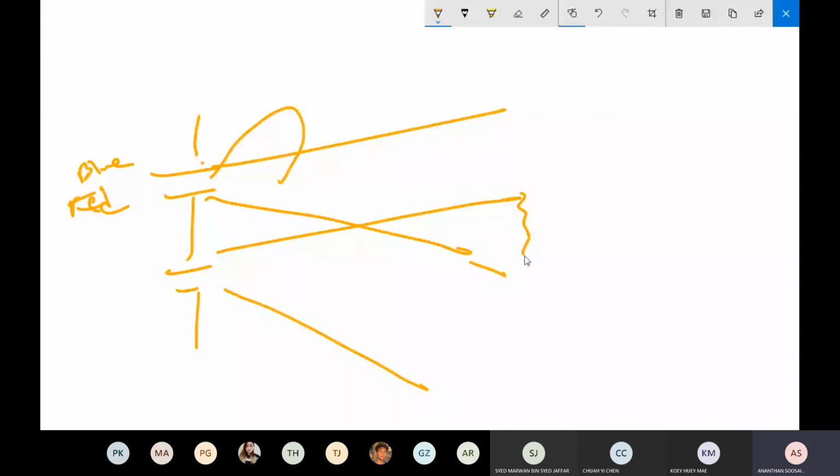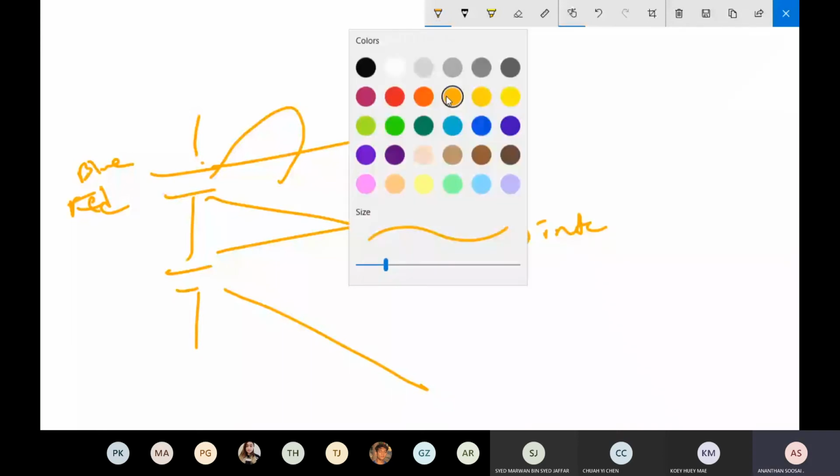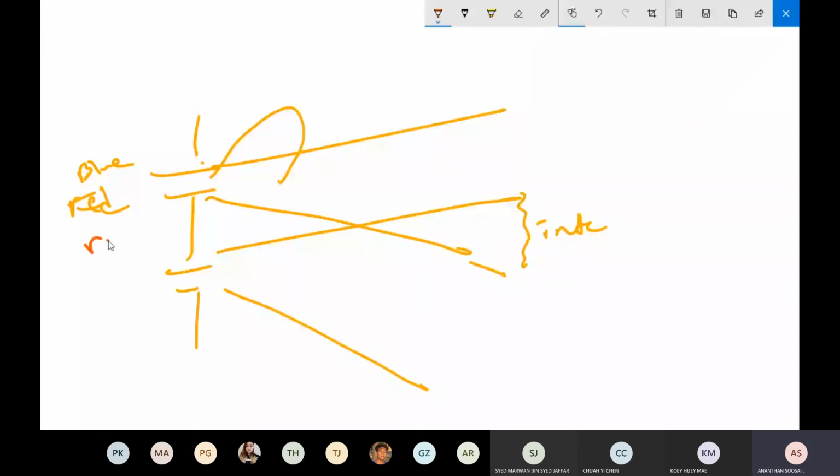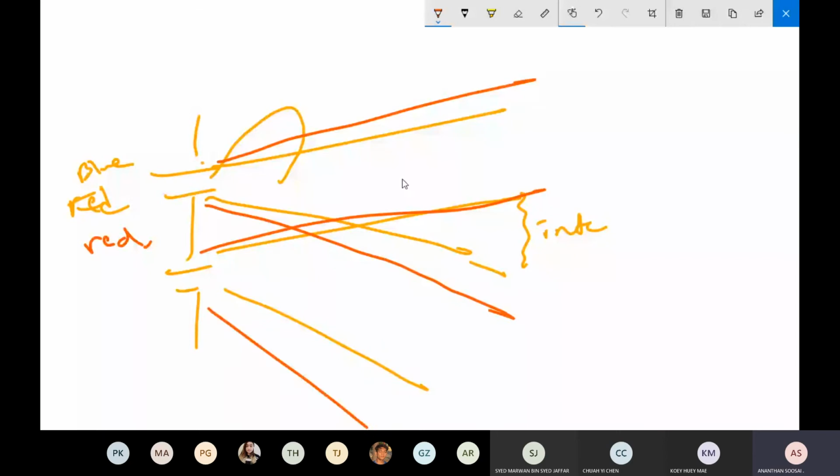Now let's say you change to red light. When it passes through the slits, it is going to spread more. Because it spreads more, the amplitude of the light becomes smaller. When something diffracts, the energy is spread out and the amplitude drops. Therefore, by the time it reaches here, the bright spot is less bright. So contrast decreases.